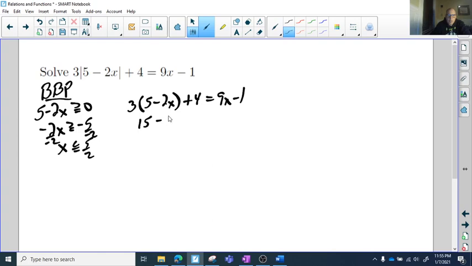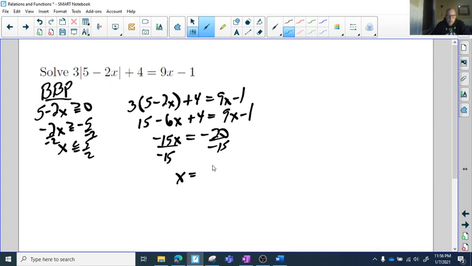So 15 minus 6x plus 4 is equal to 9x minus 1. I'm going to bring the 9x over to give me -15x. This is going to give me 19 on the one side; taking it that way, it'll give me negative 19 and that, so negative 20. Divide both sides by negative 15. Reduce this, it would be 4/3.